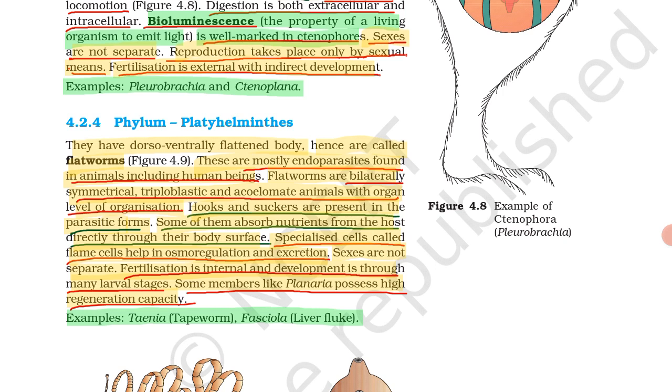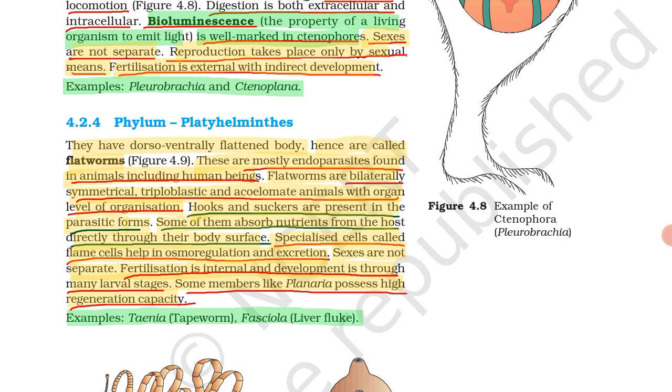And acoelomate animals, what does that mean? They do not possess a body cavity. They are called acoelomate animals, and they exhibit organ level of organization. So flatworms are bilaterally symmetrical, triploblastic, acoelomate animals with organ level of organization. Hooks and suckers are present in the parasitic forms.